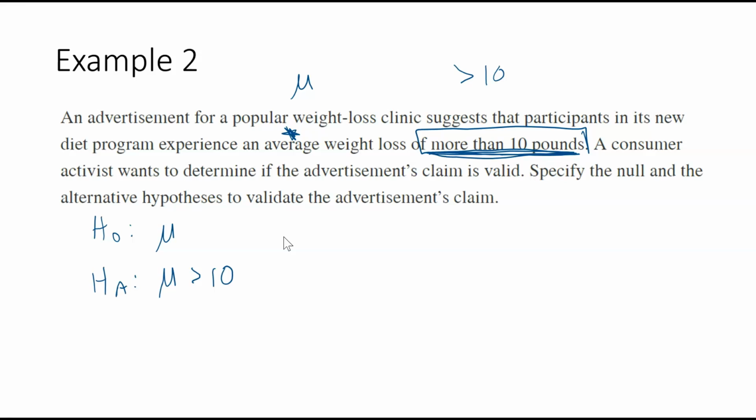An activist wants to determine if it's valid. Remember, now we've got this. The opposite, what contradicts this, would be less than or equal to 10. And this is the advertisement's claim. And I like to write that so I remember in the end what we are trying to say here. So the advertisement is claiming that it's greater than 10.